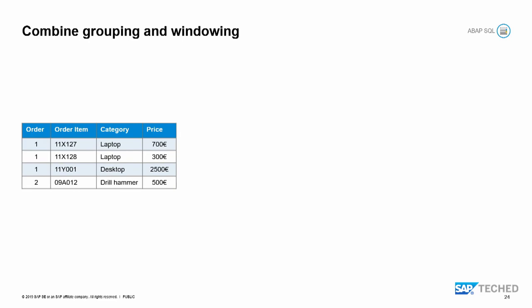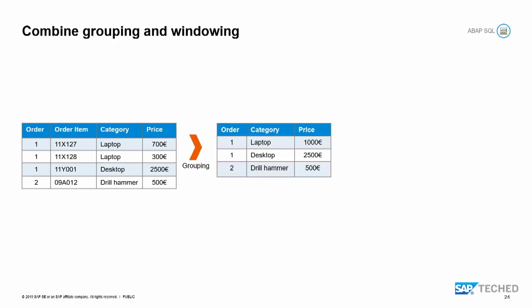But we also can play and combine grouping with windowing. For example, and of course, that will make our code a little bit complex. But let's start with the first sample. We have the orders, we have the categories for the products, and we have the prices. If we group them per order and category, we will have this subset. So order 1, we have laptop in total of 1,000, and desktop in total of 2,500. And order 2, just one item.